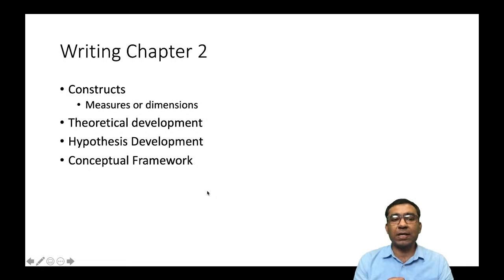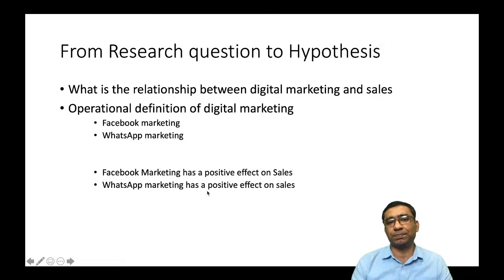The third part is writing about the hypothesis. If you have any hypothesis or any claims in your research, that is why you have to write about hypothesis development. Hypothesis development is very simple. It comes from the research question. In the previous example, if you remember, my research question was what is the relationship between digital marketing and sales, and then I defined the operational definition of my variable, digital marketing.